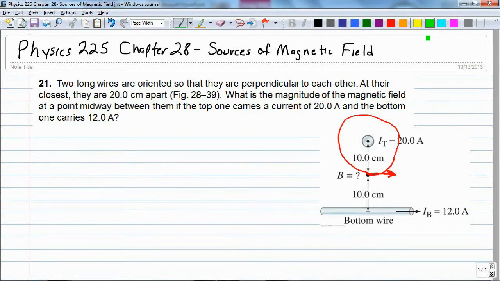And for the bottom wire, if I put my right hand rule, thumb going with the current, this current is going in the counterclockwise direction, and this vector is coming out of the screen. And these two are going to be perpendicular to each other.